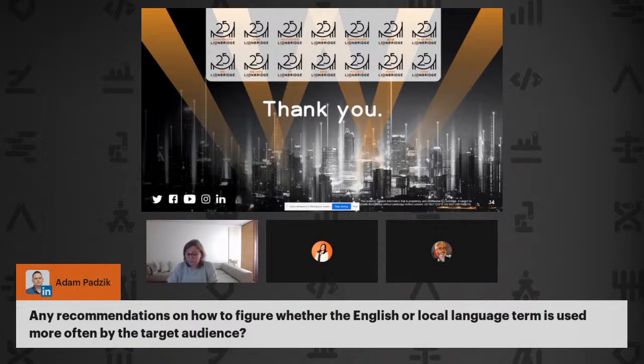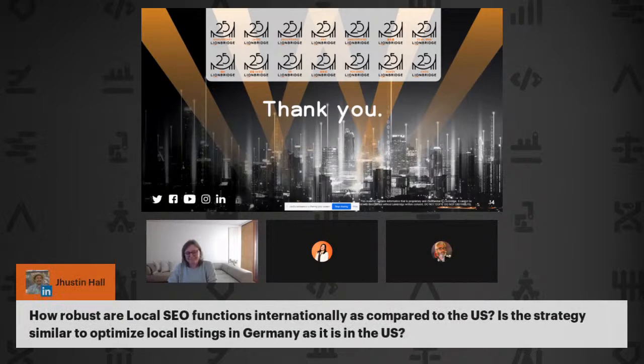That's a great answer. And here's the next one. How robust are local SEO functions internationally as compared to the US? Is the strategy similar to optimize local listings in Germany as it is in the US?